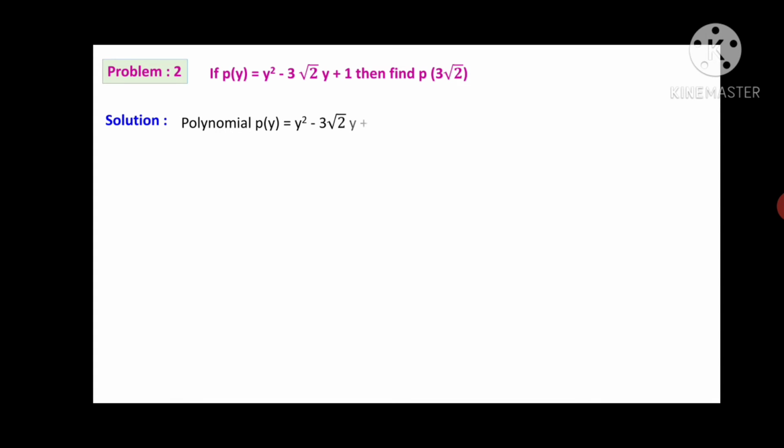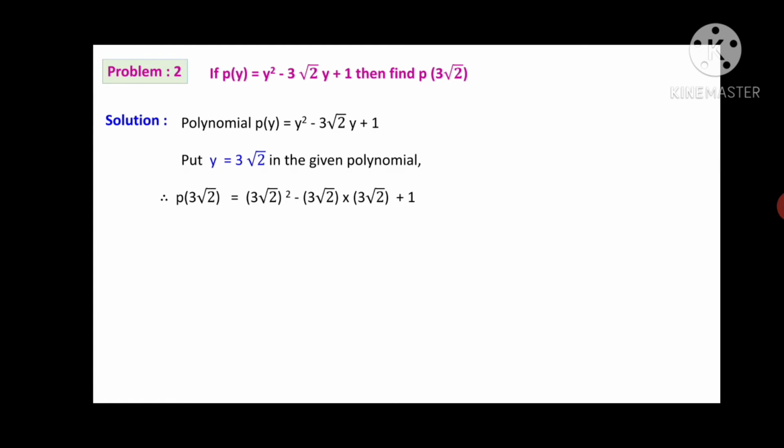Friends, let us start with problem number 2. If p of y is equal to y square minus 3 root 2 y plus 1, then find p of 3 root 2. Here, friends, polynomial p of y is equal to y square minus 3 root 2 y plus 1. Now put y equal to 3 root 2 in the given polynomial. Therefore, p of 3 root 2 is equal to bracket 3 root 2 bracket raised to square, meaning we are going to substitute the value of y, minus 3 root 2 into 3 root 2 plus 1.